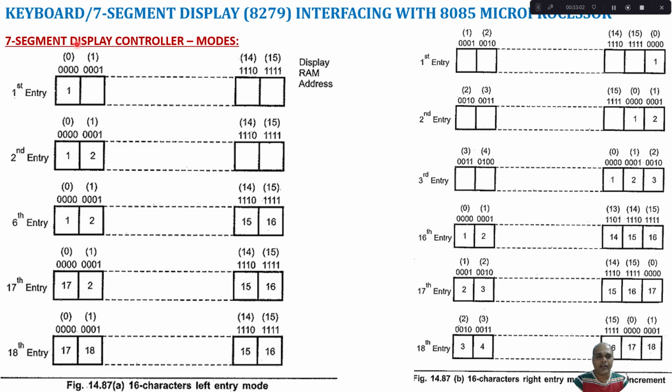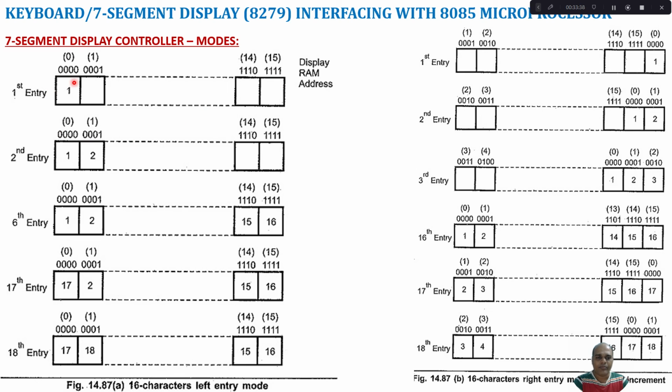So now let us look at a left entry mode. So 16 characters, left entry mode. Let us assume 16 displays are there. Each display is going to get data from a RAM location. So 16 bytes are there in the RAM. For example, let us take this is the first display, it will get data from 0000. Next display will get data from the 0001 location. So like that it goes on. So the 1111 RAM location will be given as data to your 16th display.